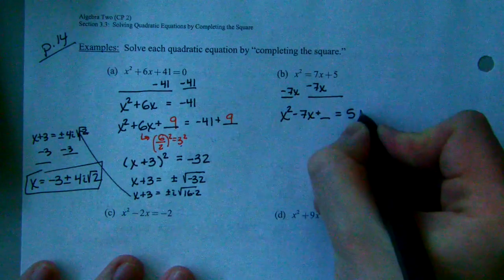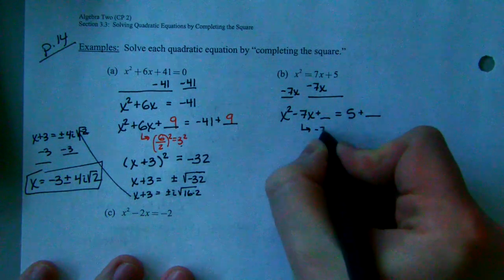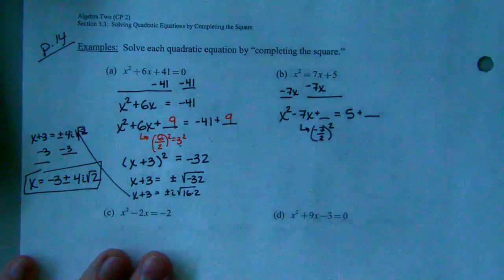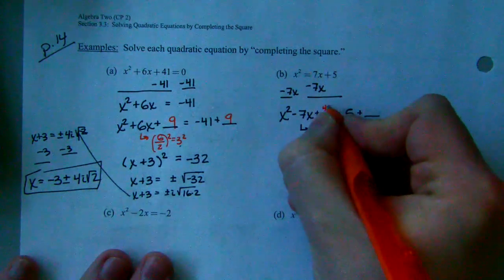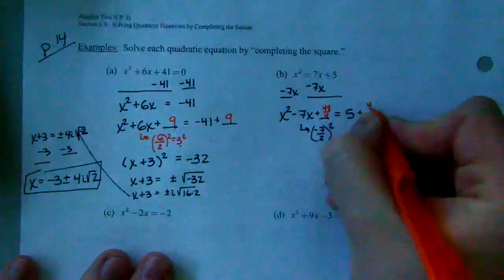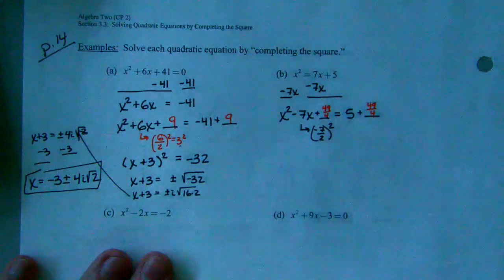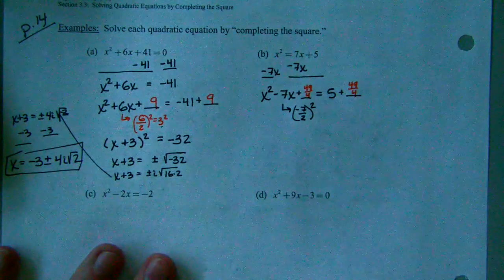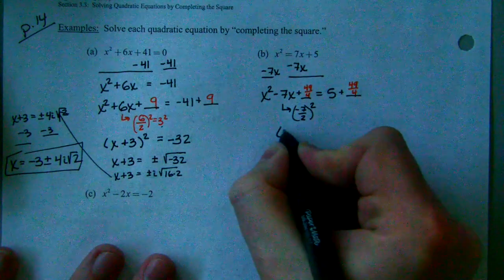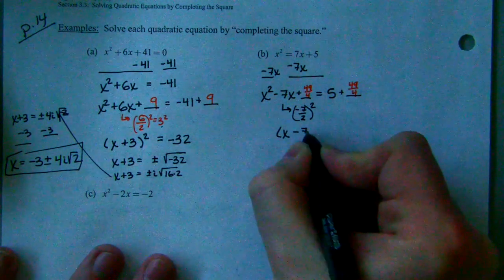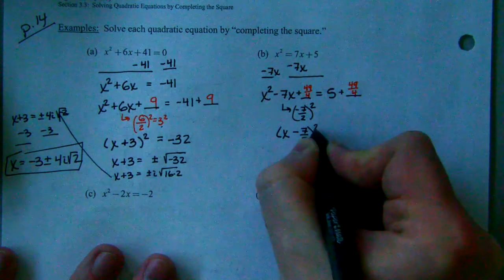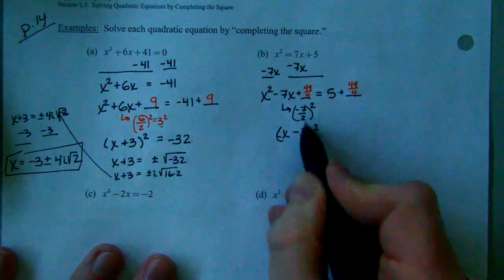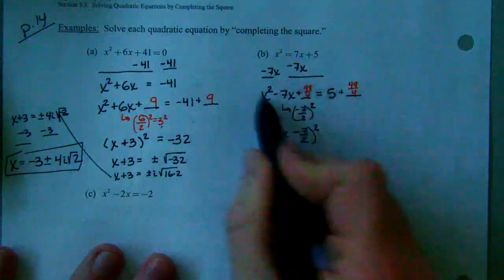Well, let's see. I need to do half my middle number squared. So negative 7 halves, square that, you get 49 over 4. I'm going to add 49 over 4 to both sides. On the left, we need to factor that thing. It's going to become x minus 7 halves in parentheses squared. x and then just half that middle number before we do any squaring. x minus 7 halves squared. If you wrote it out twice and FOILed, you'd get that back.